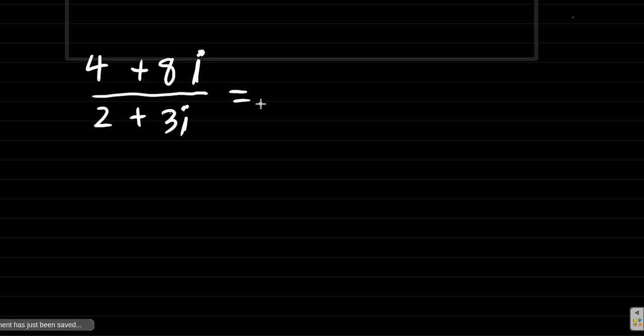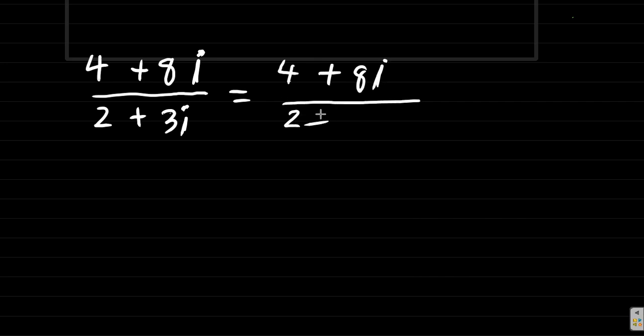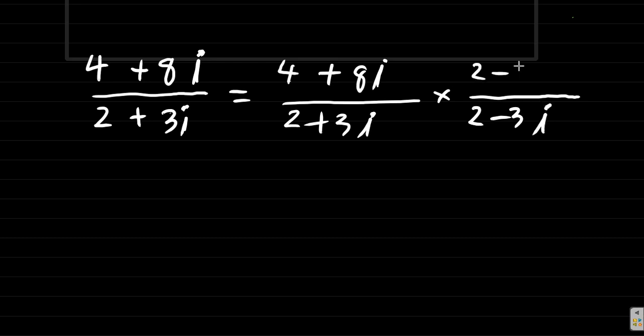Okay, finished? Now, let us see what happens. We have 4 plus 8i divided by 2 plus 3i. We multiply by the conjugate of the denominator. So multiply by 2 minus 3i over 2 minus 3i.